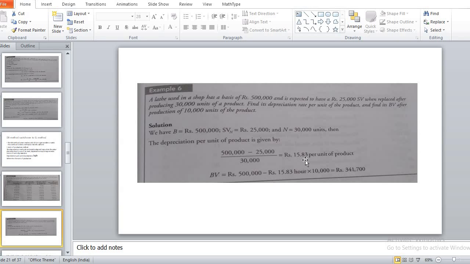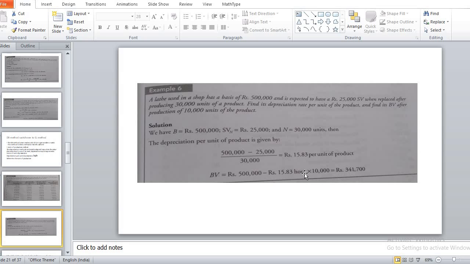So this is the depreciation value considering the number of products and number of units. So instead of year, we replace it by number of products. Now book value is nothing but cost basis value, 5 lakh, minus depreciation value for that particular year. Now instead of a particular year, they ask in terms of the number of products: the book value after production of 10,000 units.